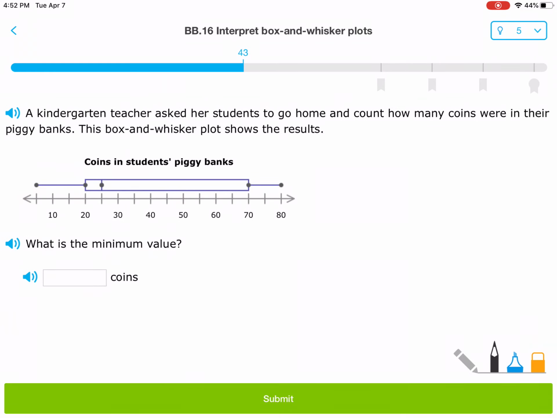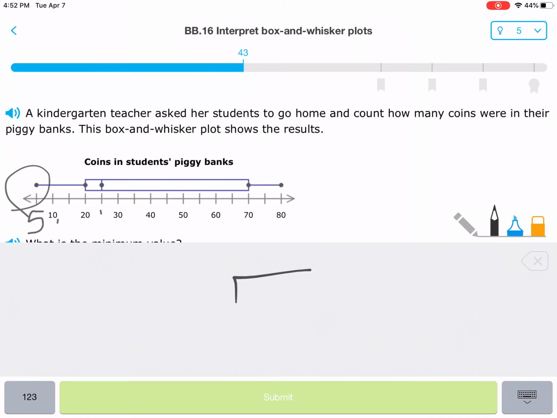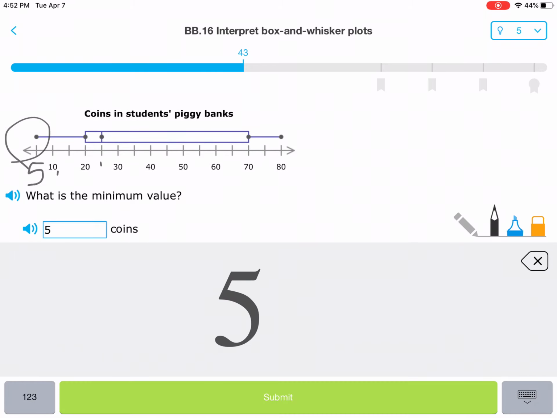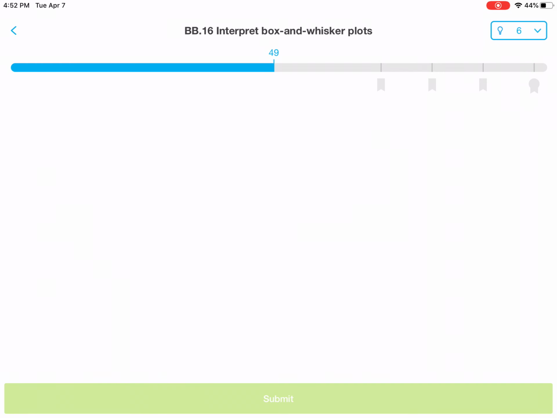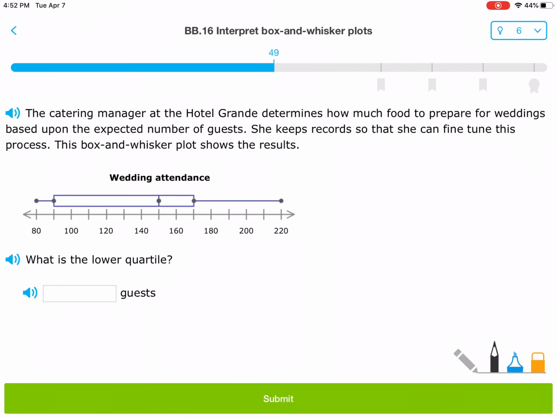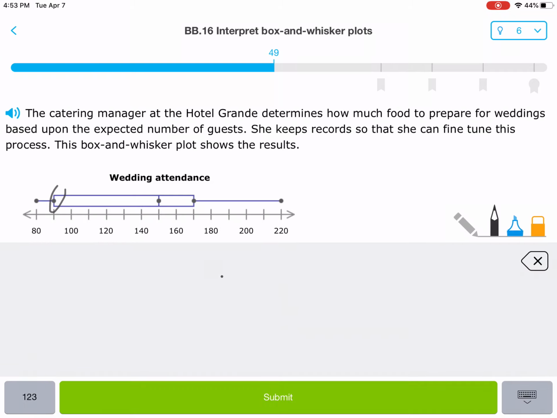The minimum value, the smallest. So in this case, it looks like we're not counting by ones. What are we counting by? 10, 15, 20, 25. We're counting by fives. So it looks like that minimum value is 5. What is the lower quartile? So the lower end of the box is that dot right there, and it looks like it's at 90.